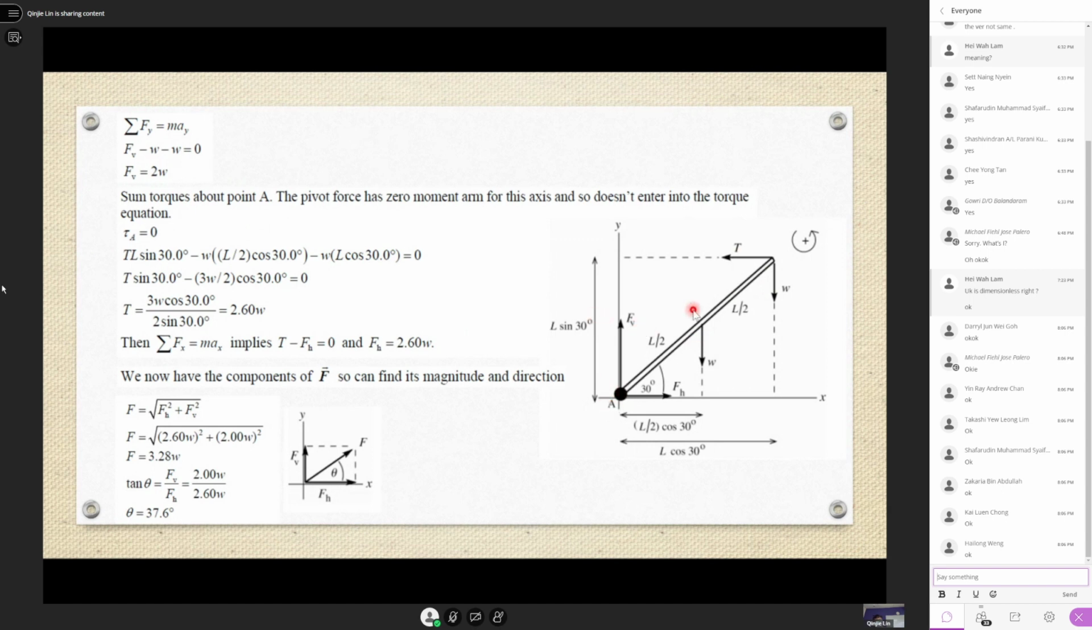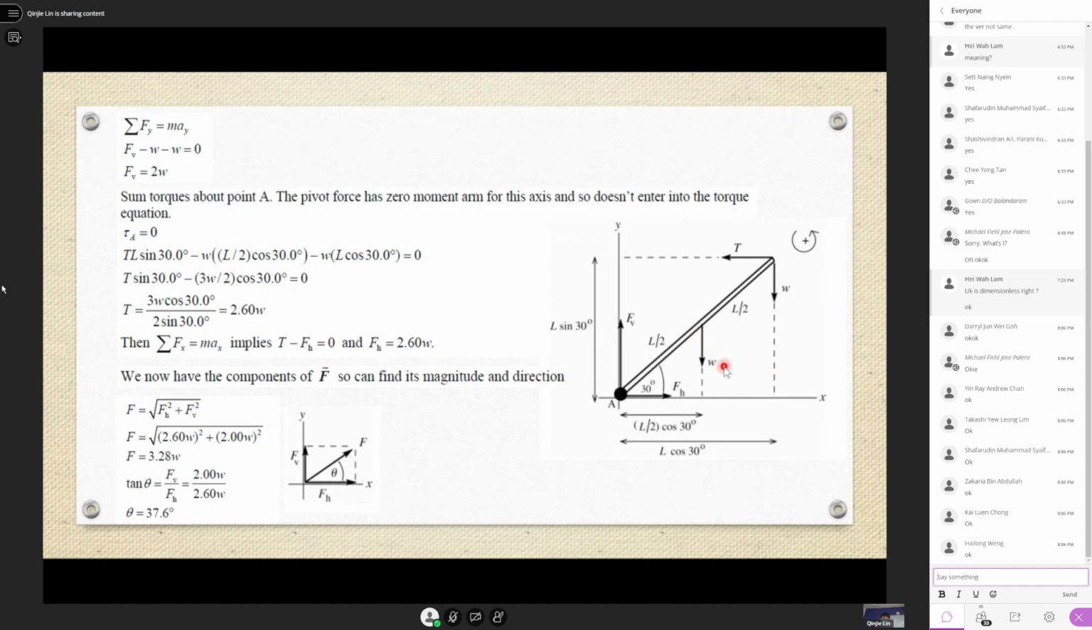So what are the forces that will appear? First one is this T, times the perpendicular distance. What is the perpendicular distance? This whole strut is length L, and we know the angle here is 30. So will we be able to find the distance from point A to here? Yes, we can. It's just L sine 30. So the torque produced by this T is T times the perpendicular distance, which is L sine 30.